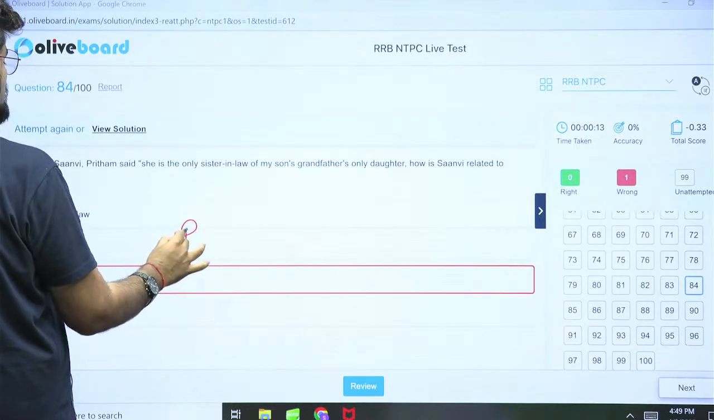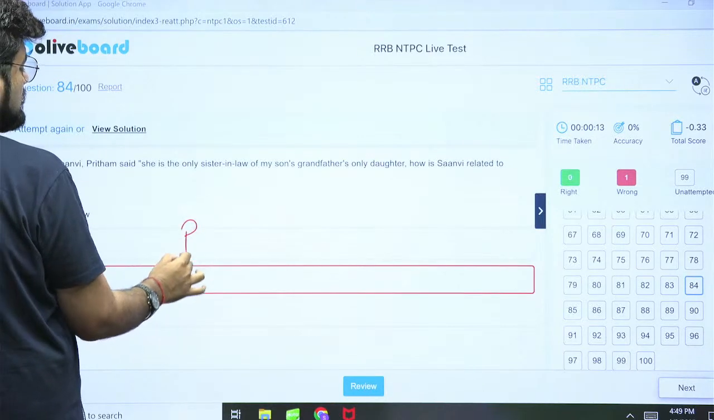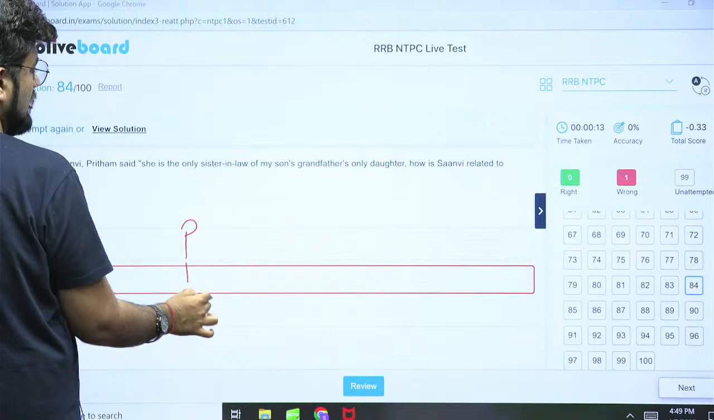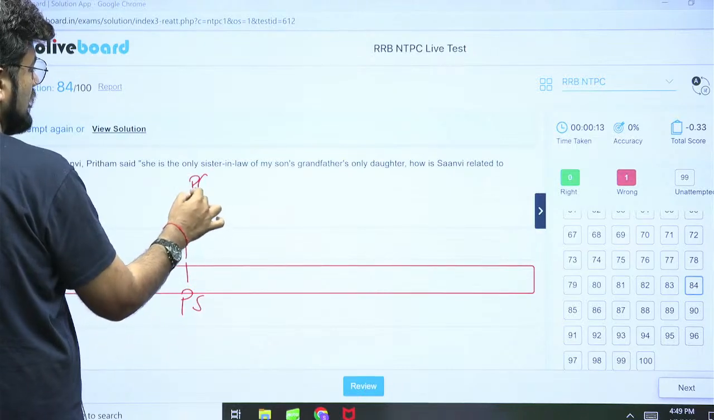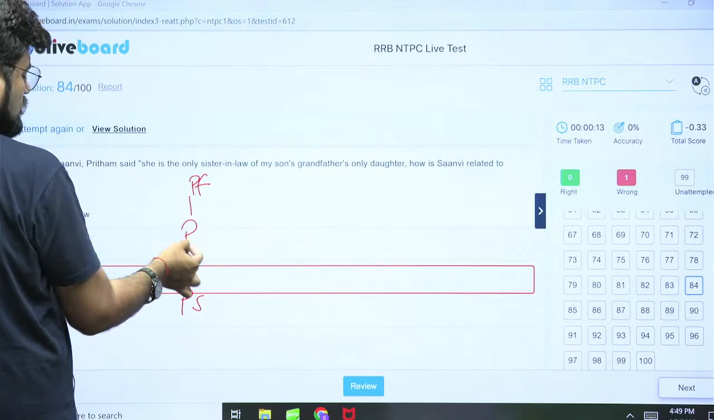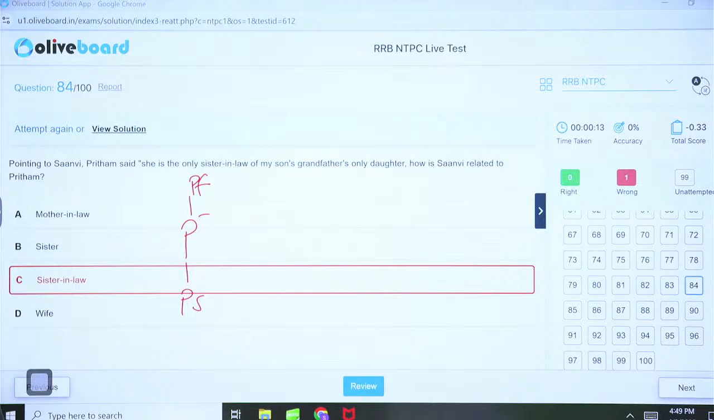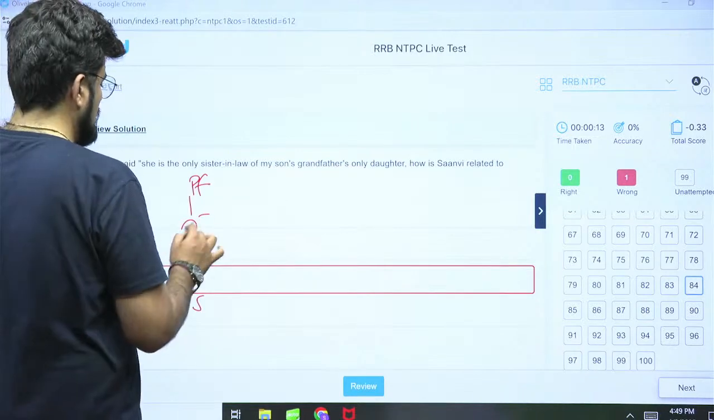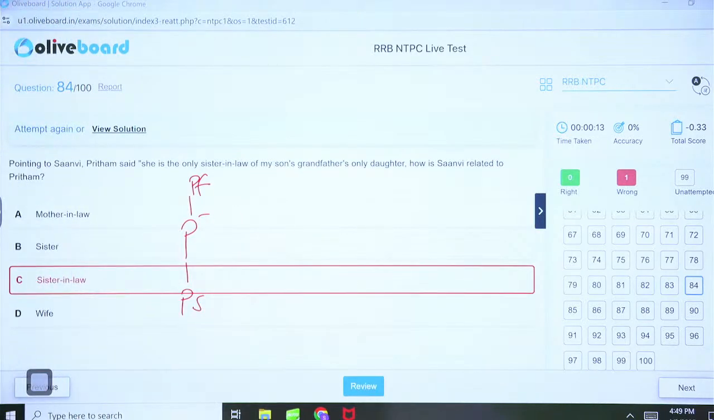Preetham said she is the only sister-in-law of my son's, Preetham's son's grandfather, probably Preetham's father's only daughter. Should we assume it to be Preetham? Sister-in-law means Preetham's husband's sister. That is Sanvi. She is the only sister-in-law of my son's grandfather's only daughter.